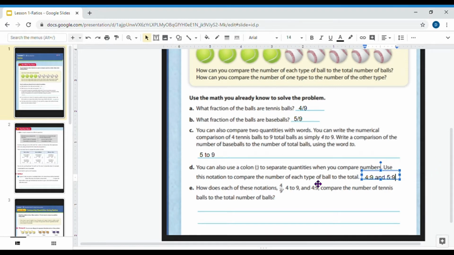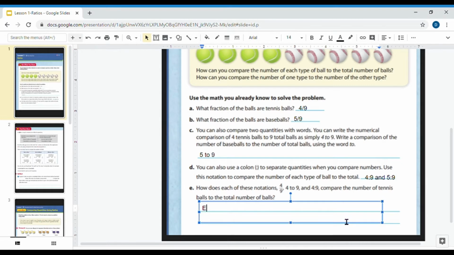And my final question on page 1. How does each of these notations, 4 over 9 as the fraction form, 4 to 9 as the word form, and 4:9 as the colon form, compare the number of tennis balls to the total number of balls? So each of these notations first tells us the number of tennis balls, then the total number of balls. And then there's a symbol that separates it. A symbol separates the numbers.